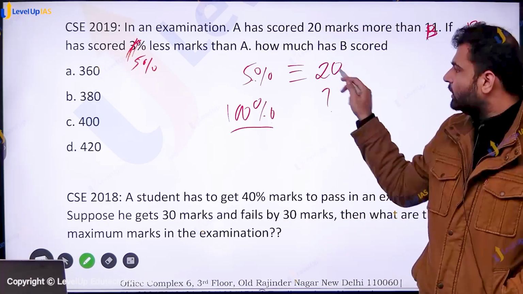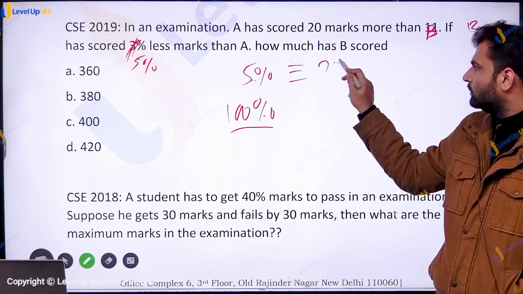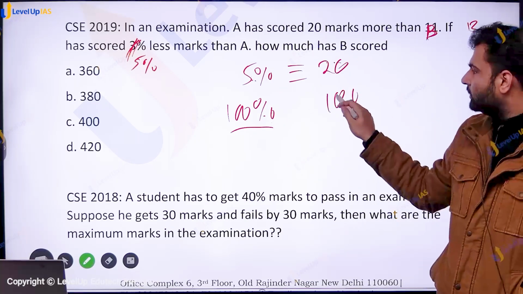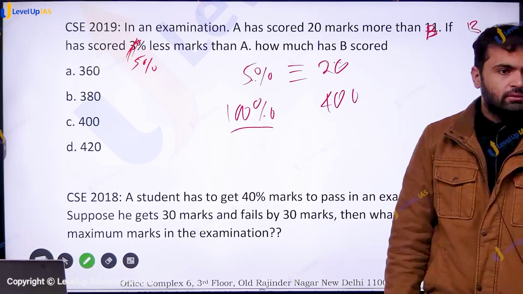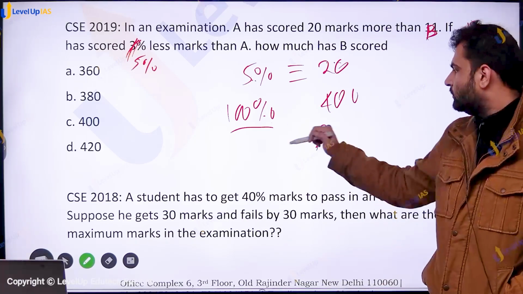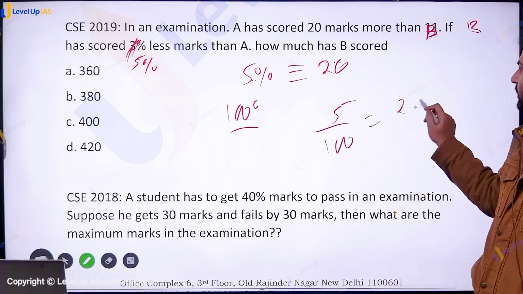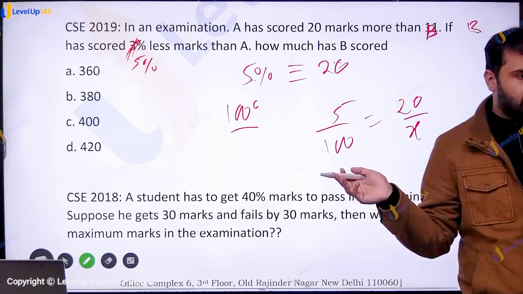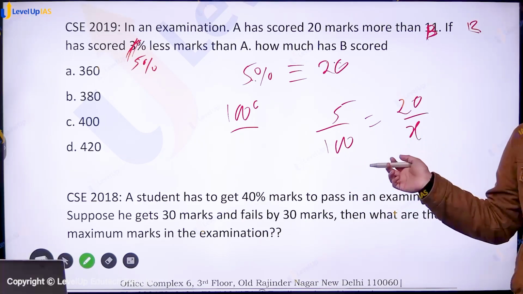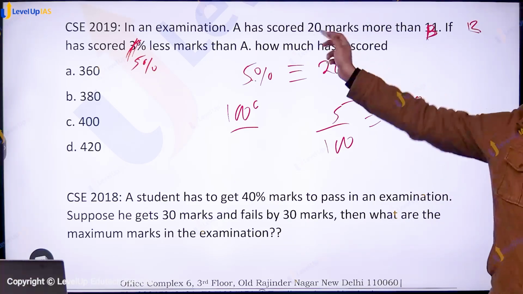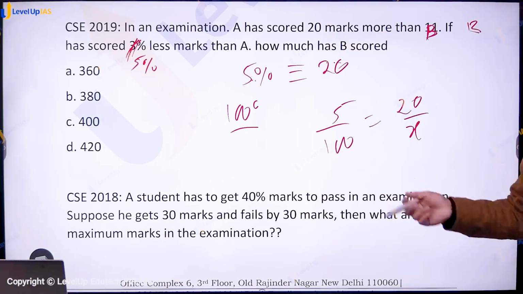So 20 into 20 is what comes here. This into 20 is 100, so this into 20 should come here. 5 by 100 is equal to 20 by x. And what is x? So x would be 400 marks. Those are the marks of A. Marks of B are 20 less, which would be 380.